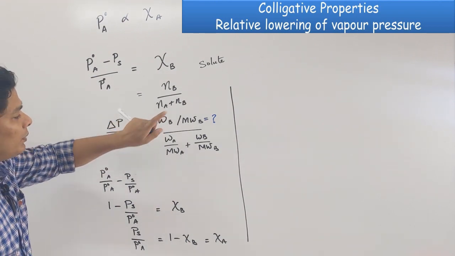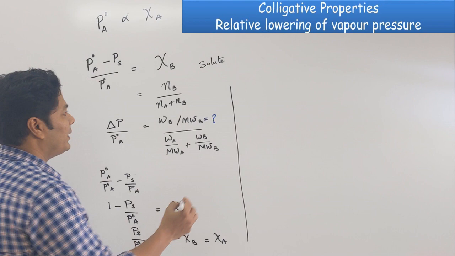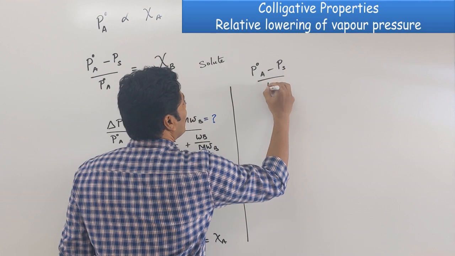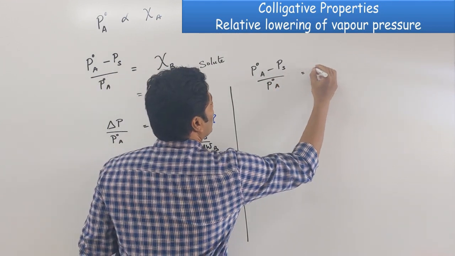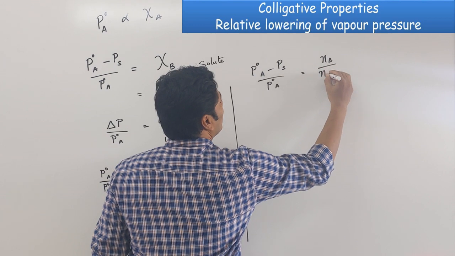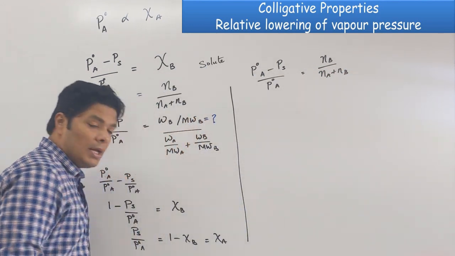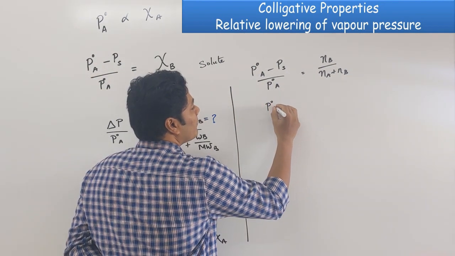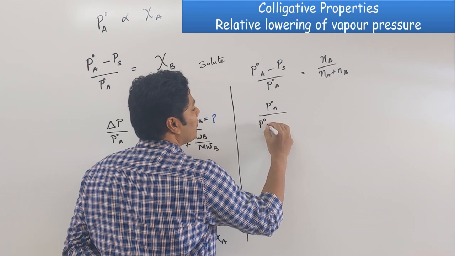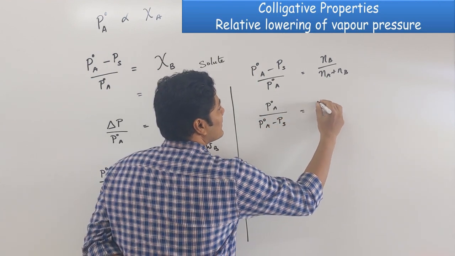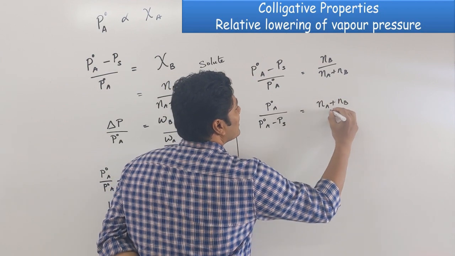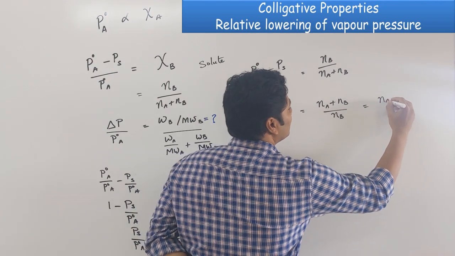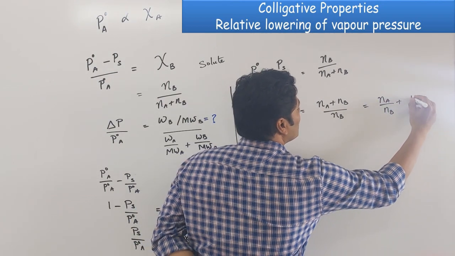Now when they ask you molecular weight of solute, go for this one. I have my starting formula: P naught A minus Ps divided by P naught A equals moles B divided by moles A plus moles B. The trick here is to flip both the sides. So I have P naught A divided by P naught A minus Ps equals Na plus Nb divided by Nb. Now this is easier. This becomes Na by Nb plus 1.